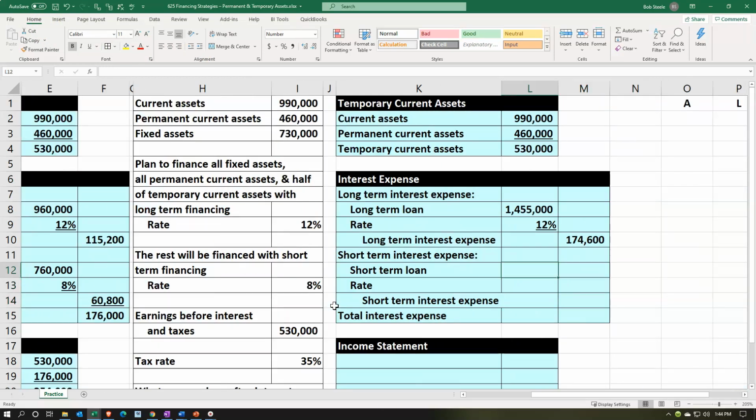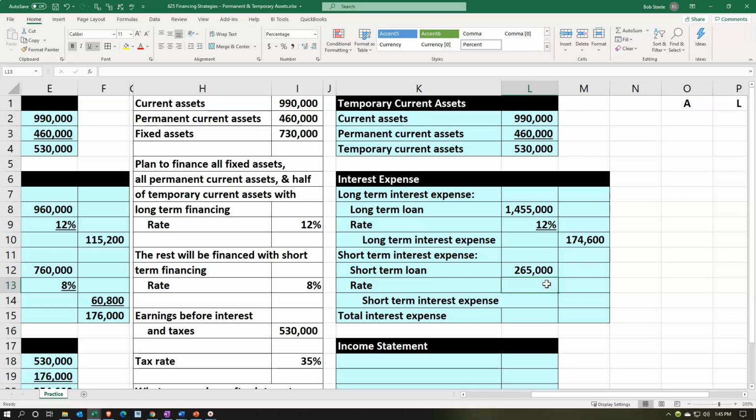But in any case, we're then going to say that this is going to be equal to the short-term portion. So I'm going to take the total assets, which is going to be the current assets plus the fixed assets, minus the amount that we financed up top, which is the 1,455,000. So we're going to finance then the rest with the short term. So the sum of these two then being the total assets at the 1,720,000, as was the sum of these two, still financed at the 1,720,000, simply broken out differently.